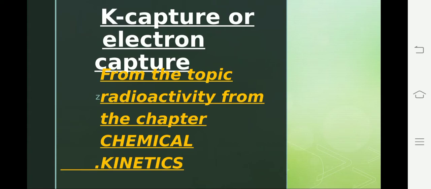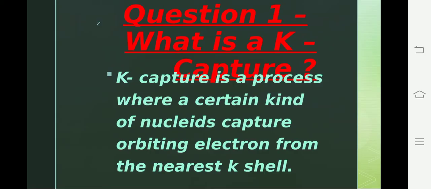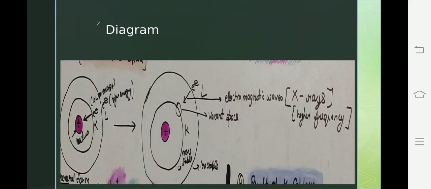Now let's start. Question number one: what is K capture? K capture is a process where a certain kind of nuclide captures an orbiting electron from the nearest K shell. Let us understand this from the diagram. Here is the diagram. As you can see, the nucleus captures an orbiting electron from the nearest shell, the K shell, and a vacant space is generated in the K shell because of the electron capture. In this process X-rays are released. We will discuss it later.